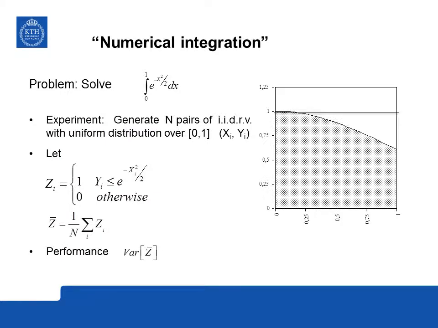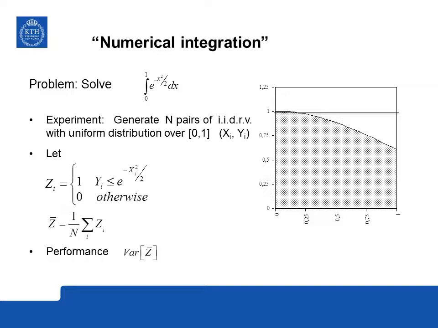And finally, let's have a look at the numerical integration example. The problem here is to solve this integral between 0 and 1 of e to the minus x squared over 2, for which no closed form exists. The way we do it is that we generate n pairs of identically distributed random variables, x and y, with uniform distribution on 0, 1, and they will scatter the unit square.